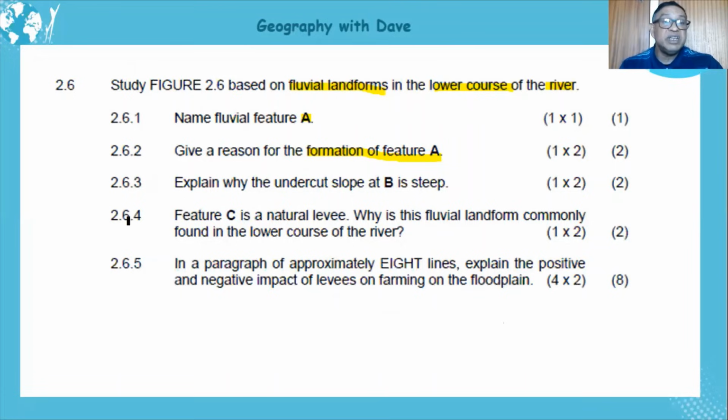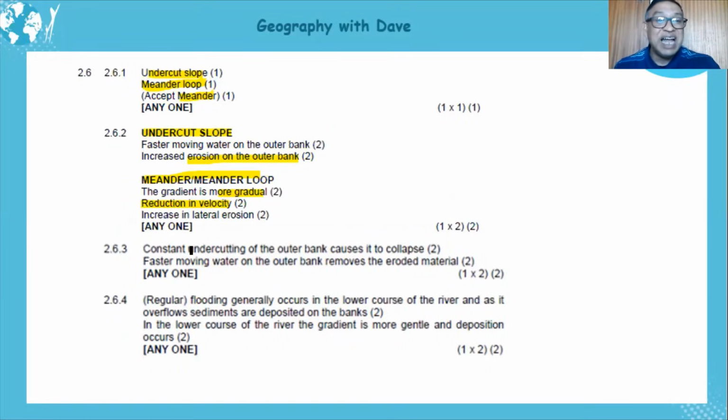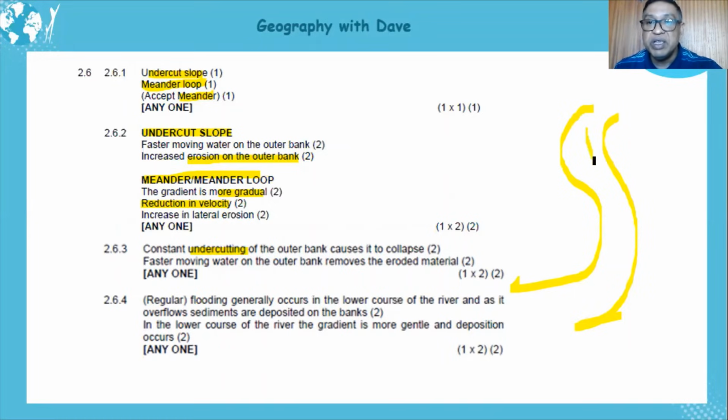2.6.3, let's look at it down here. Explain why the undercut slope is B. We already worked it out, because that's where it's eroding, etc. Therefore it's steeper. Constant undercutting, it's cutting in as the water flows. Remember, if I draw this here, and my river is flowing this way, you understand, it's undercutting or cutting in that slope, and each time it's cutting, it's making it steeper.